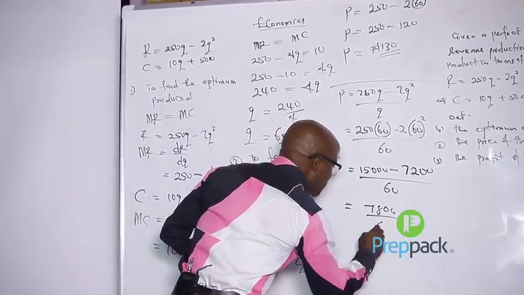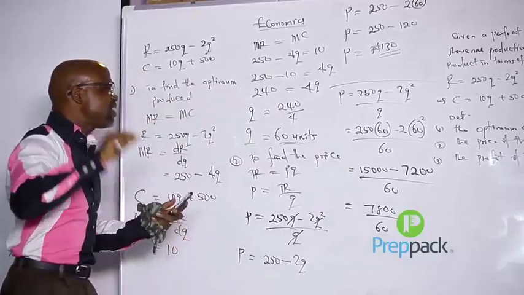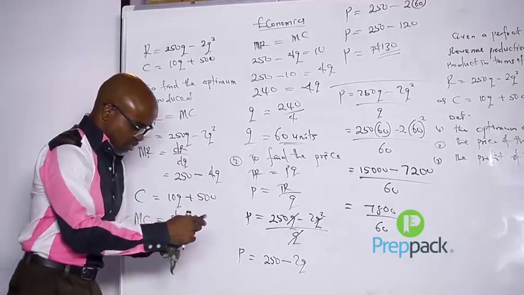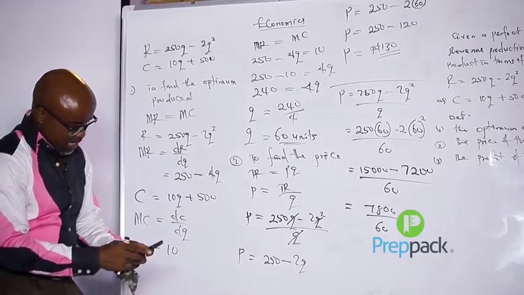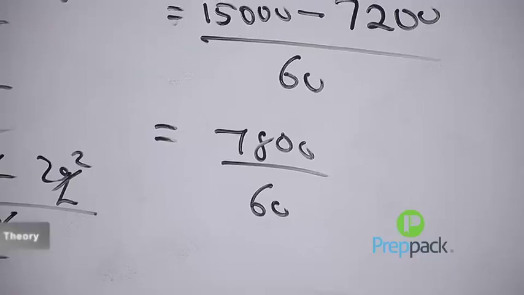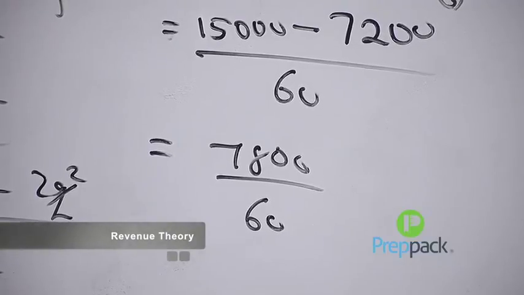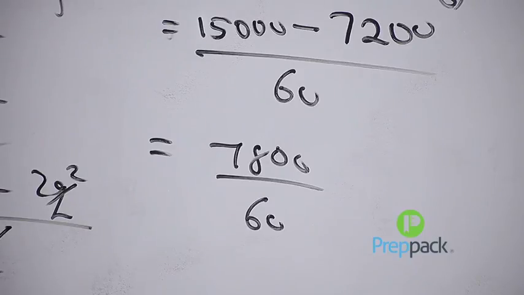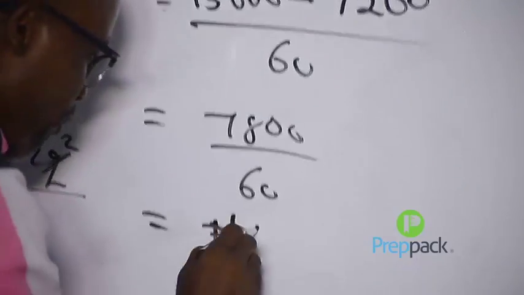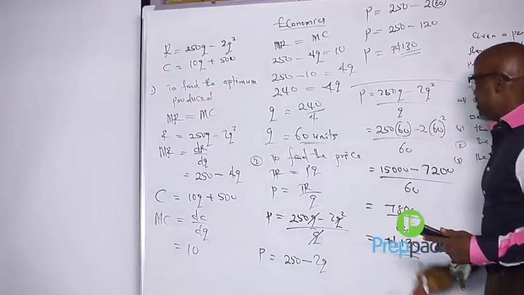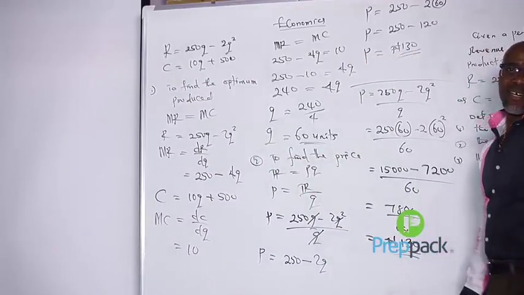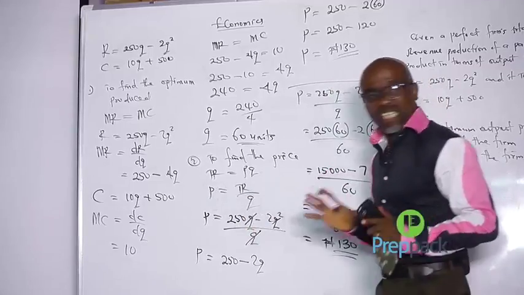7,800 over 60. Now divide 7,800 by 60. We get what? 130. You see? And that was what we got initially. But this, of course, is a longer process. It's a long process. But going through what we've done here is simple to do.